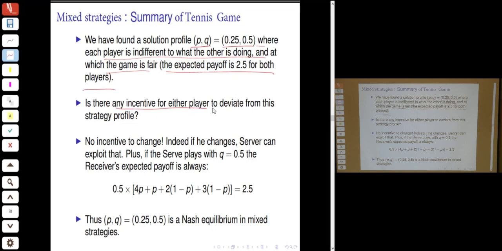Is there any incentive for either player to deviate from the strategy profile? No incentive to change. Indeed, if one of the players changes his strategy, then the other player can exploit this. So this combination is called a Nash equilibrium in mixed strategies.